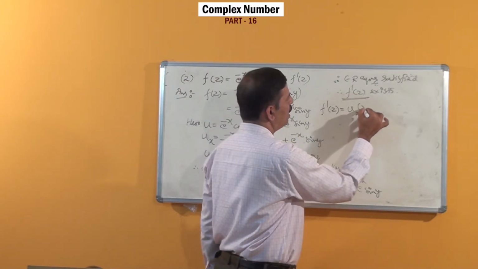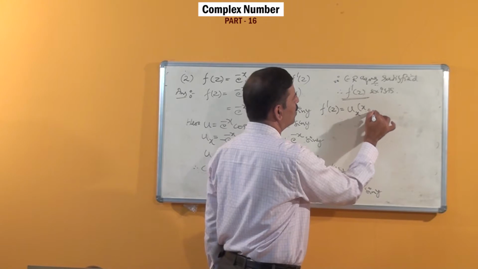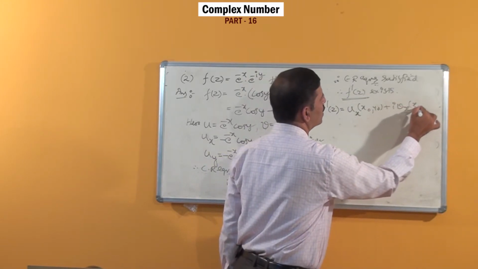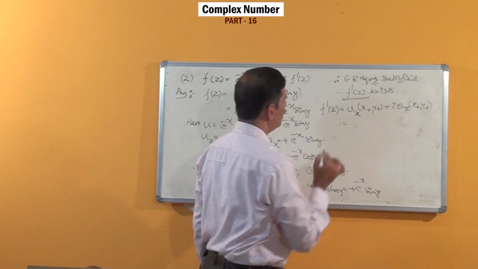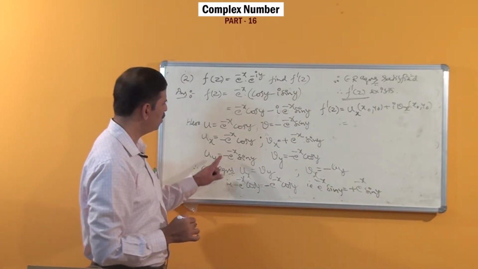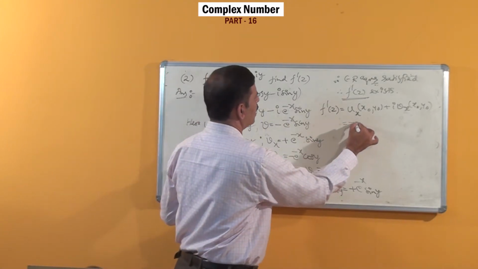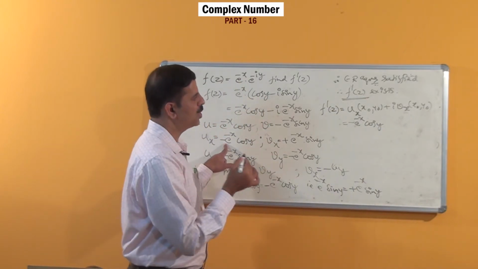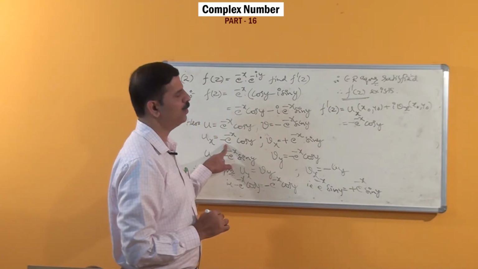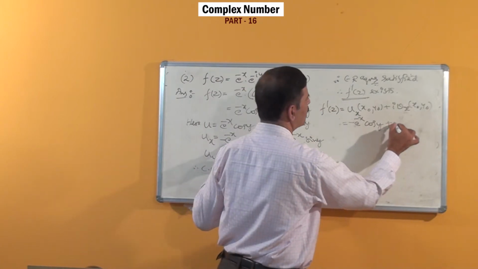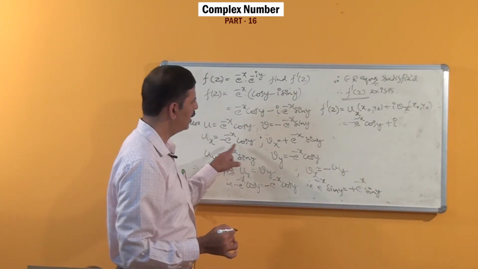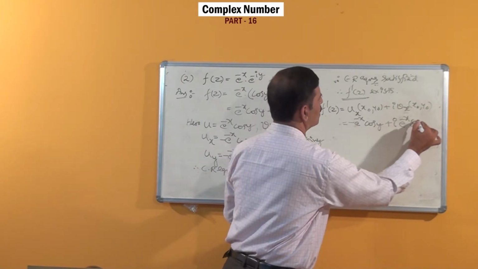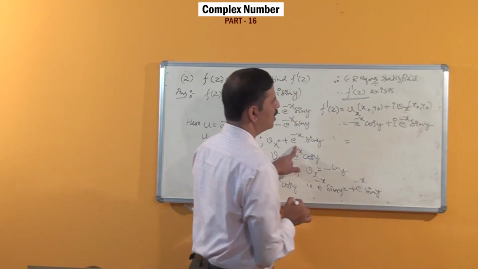That is ux at a particular point x naught, y naught, plus i into vx at x naught, y naught, which is equal to, in this case, ux is minus e power minus x into cos y. Let me take it in general, not x naught, y naught, the general term, plus i times vx, which is e power minus x into sin y.